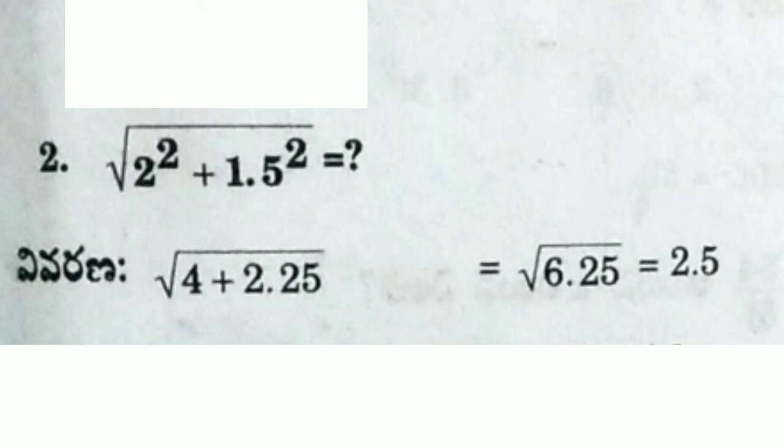Second problem, under root of 2 square plus 1.5 whole square is equal to how much? 2 square is equal to 4, plus 1.5 square is equal to 2.25. So under root of 4 plus 2.25 is equal to under root of 6.25. The answer is 2.5.